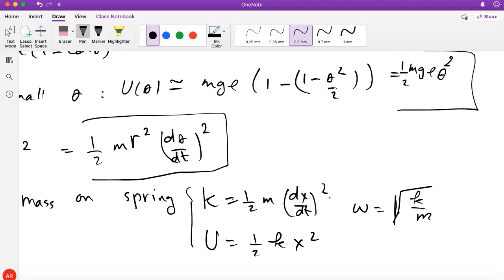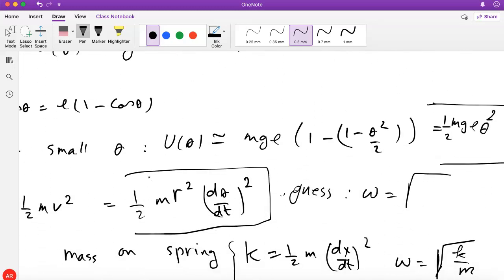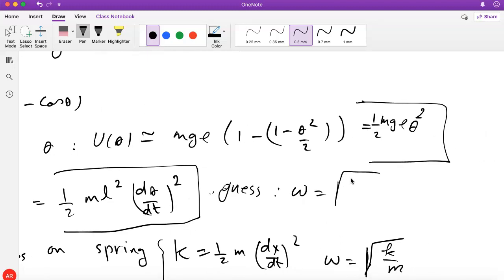So it's really the square root of the thing in front of U divided by the thing in front of K, if you wish. So our guess here would be that omega for a pendulum should be the square root of the thing in front of theta squared, which is mgL. Let me change this r to L. The radius of that circle is, of course, L, the length of the string. So sorry about that. So we're going to get mgL over mL squared, and this is the square root of g over L.